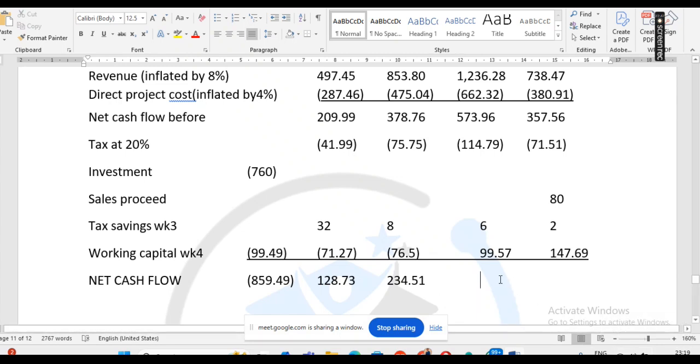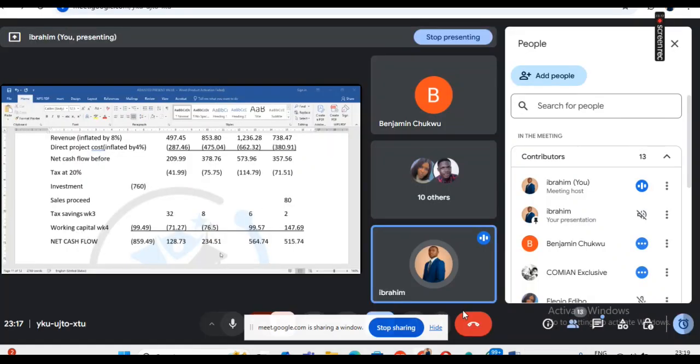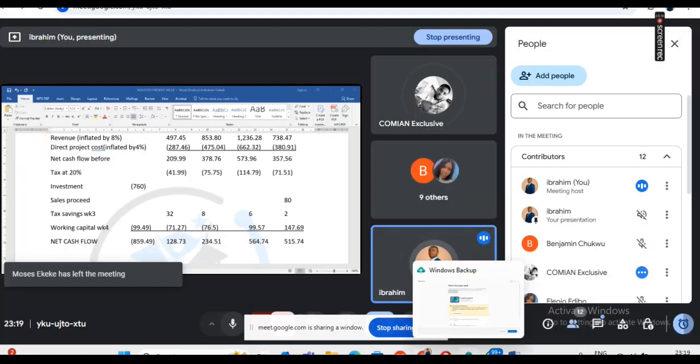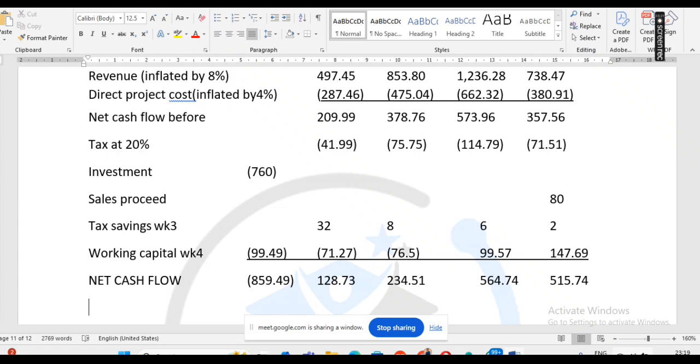You don't cram the figure. 564.74. Someone should confirm. The last one is 515.74. This figure is calculated based on what was given in class, so you can recalculate it on your own. But I think it's correct. So the discount rate is 11%.